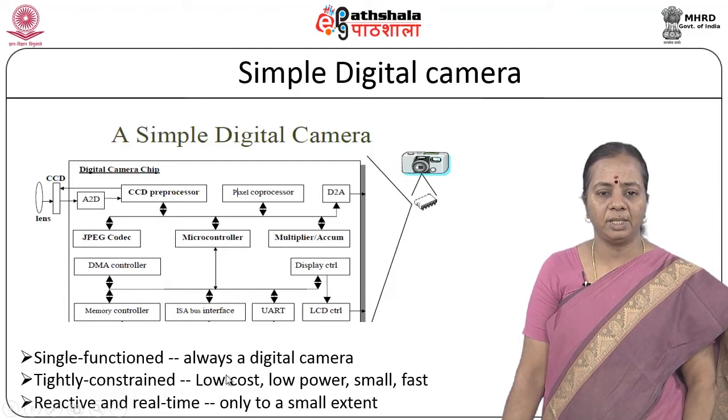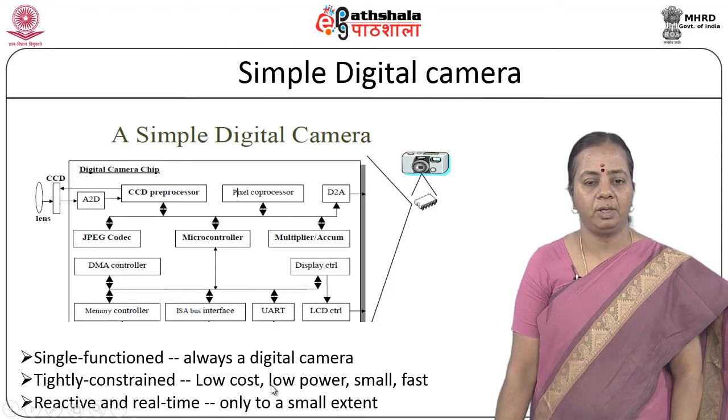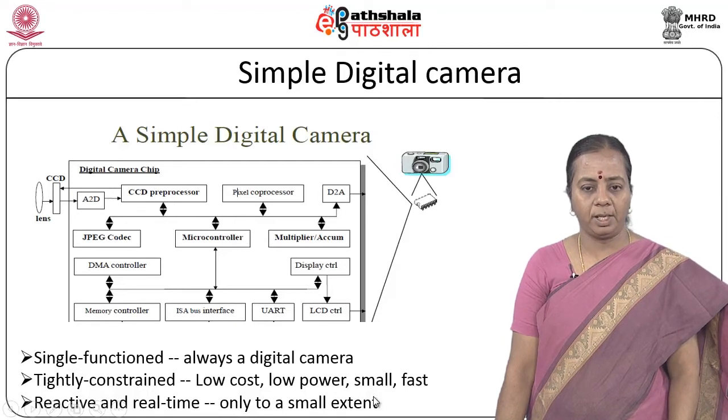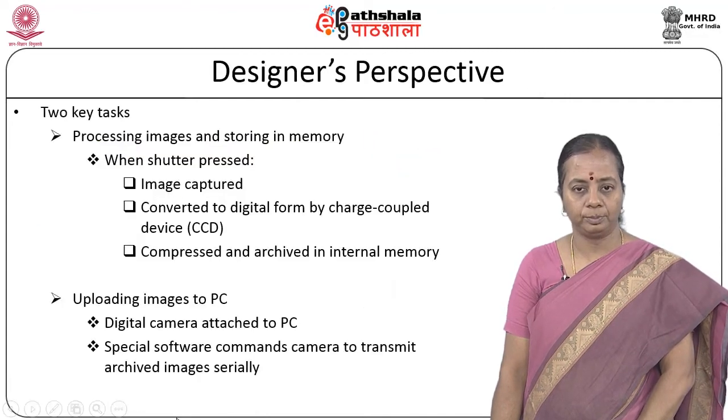Usually the camera is for taking photos. So it is a single function and it is tightly constrained. What are the constraints? With a digital camera, it should be low cost, low power, very compact in size, and very fast. These are the constraints people always look at, and it is reactive and real time only to a smaller extent.